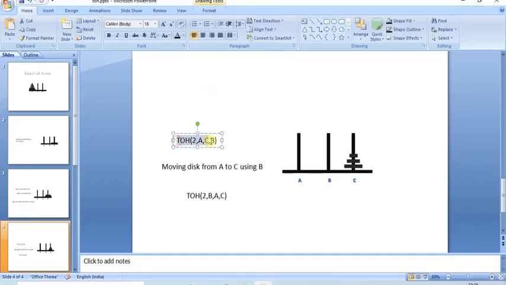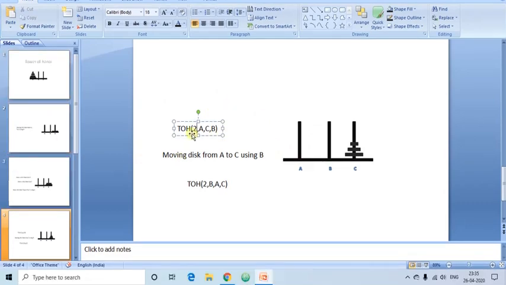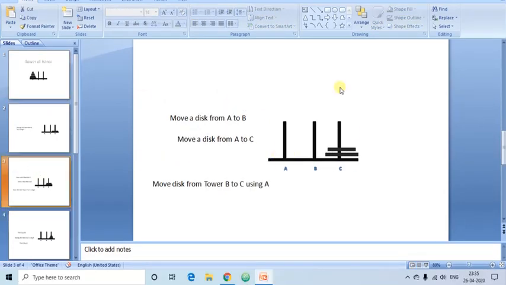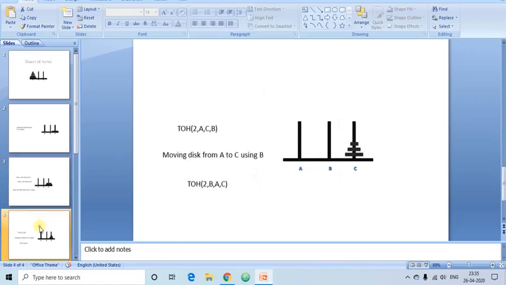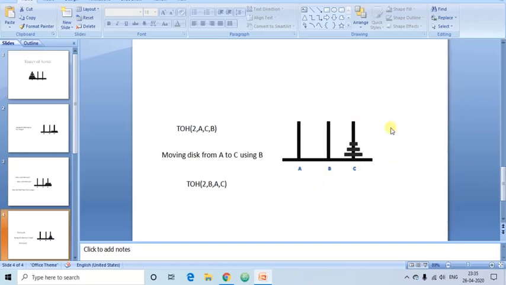So we are moving two disks from A to B. First, two disks from A to B using the function I explained here, how to move two disks from A to C using B. I used that function here to transfer two disks from A to B using the auxiliary tower C, and then we are moving just one disk from A to C. Then again we are moving two disks from B to C using A.